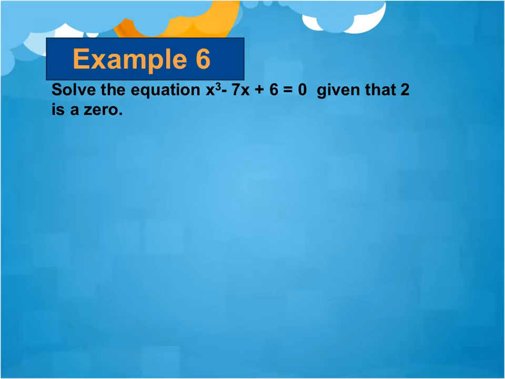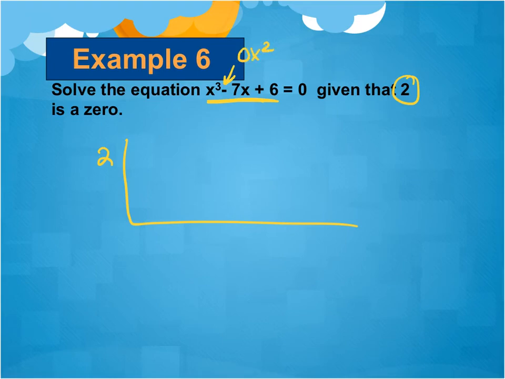All right, so this says solve the equation x to the third minus 7x plus 6 equals 0, given that 2 is a 0. So 2 is the factor that's given to me. That goes on the outside of my synthetic division bar. Then I look at my dividend. Is it in decreasing degree order? Yes. Are all the terms represented? No. I'm missing a 0 x squared. So I plug that in.